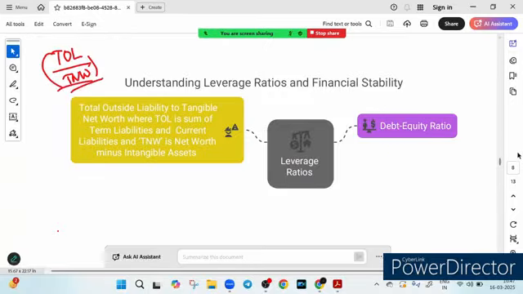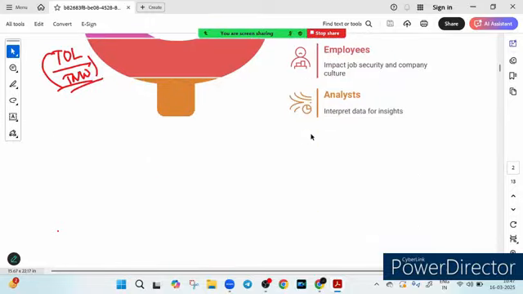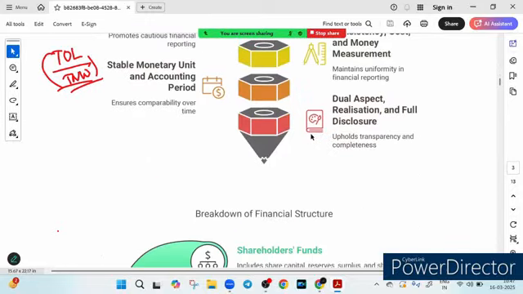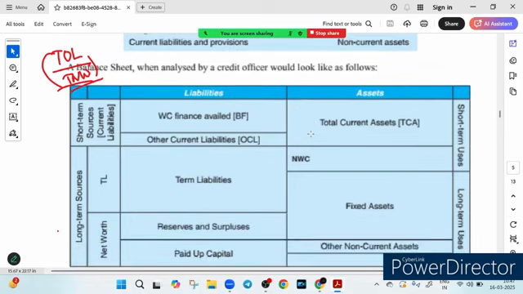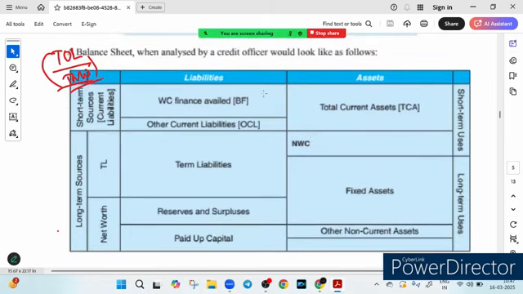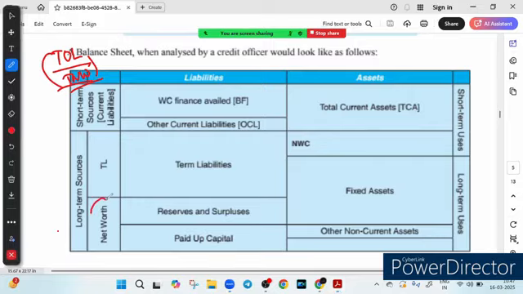I again bring your attention to the balance sheet which I have shown you earlier. Let me show you, just wait a minute. So this is what we are talking about. You see, TOL, total outstanding liability, to the tangible net worth. Here is the net worth, and that too tangible net worth. And total outstanding liability includes all term liabilities.